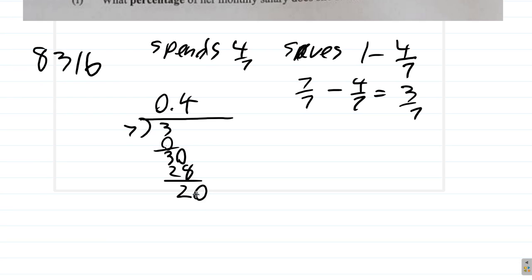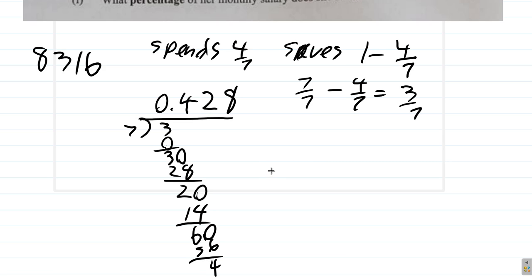Add a 0. 7 into 20 goes 2 times. 2 sevens are 14. 20 minus 14 is 6. Add a 0. 8 sevens are 56. Alright, let's stop there. So it's 0.428.